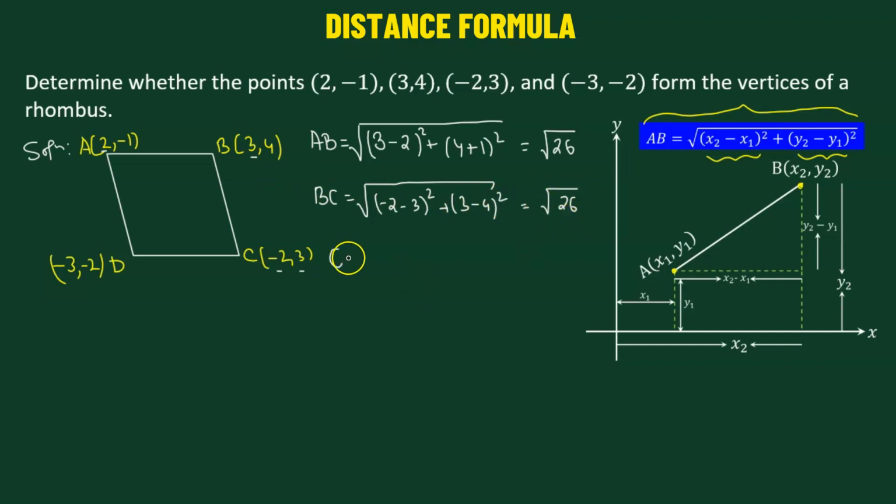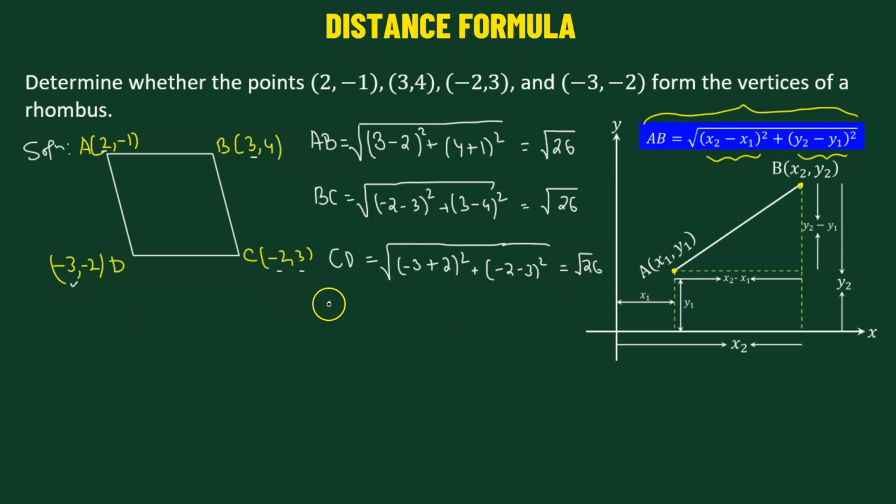We can find out CD. So CD is going to be the square root. Underneath the square root, we'll take the difference of the x coordinate first. We'll start with the x coordinate of D, that's -3. From here, subtract the x coordinate of C. So we'll get (-3 + 2) squared. Added to it will be, we'll take the y coordinate of D, so that's -2, and from it subtract the y coordinate of C, so that's 3, and then square this result. This is going to give us a value of the square root of 26 as well.